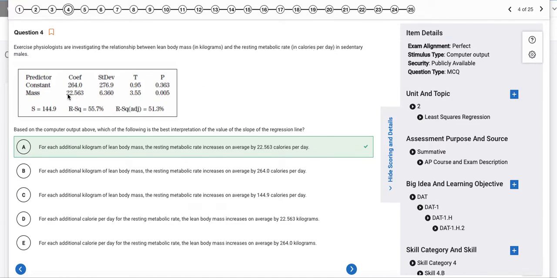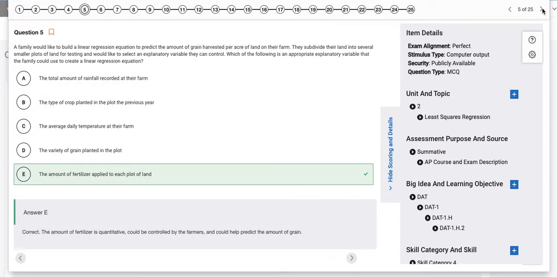So this 22.563 is your slope, right? And then to interpret your slope, it's correctly interpreted using A. You could see your sentence frame paper. Okay, this is back in chapter 7 or 8, I believe. Okay, check that out.